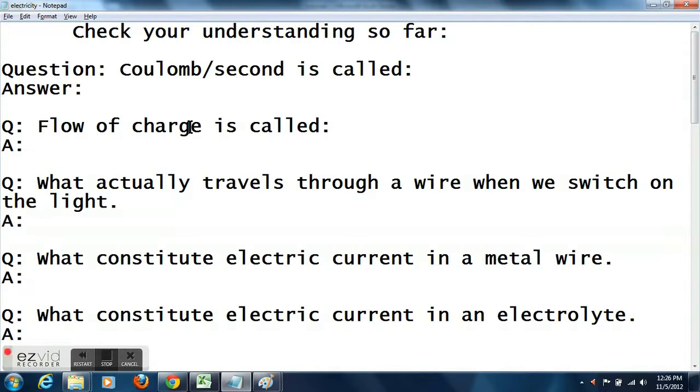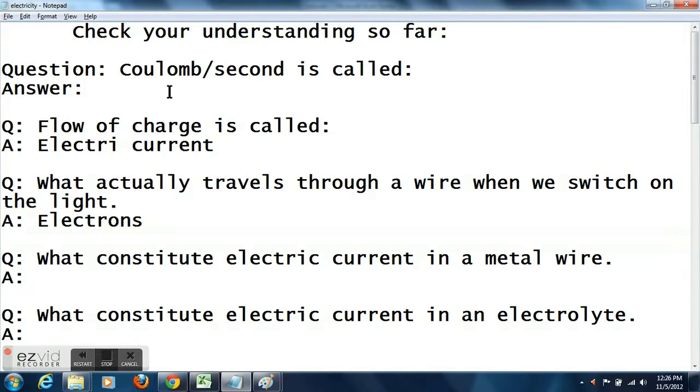Flow of charge is called electric current. Flow of charge is electric current. What actually travels through a wire when we switch on the light? It is electrons. It is always electrons which travel through a wire.